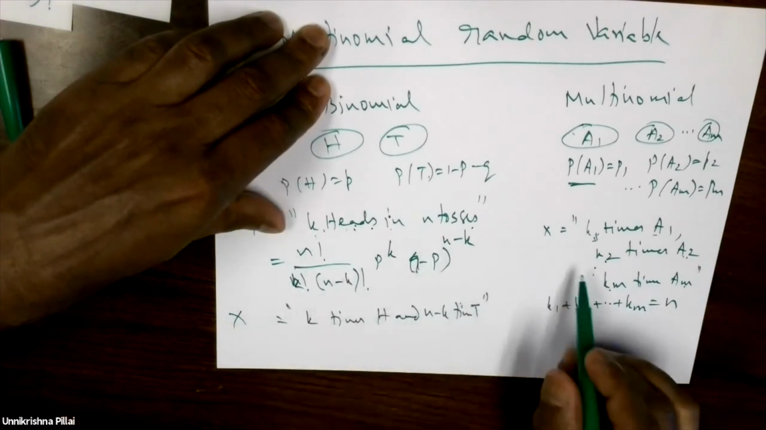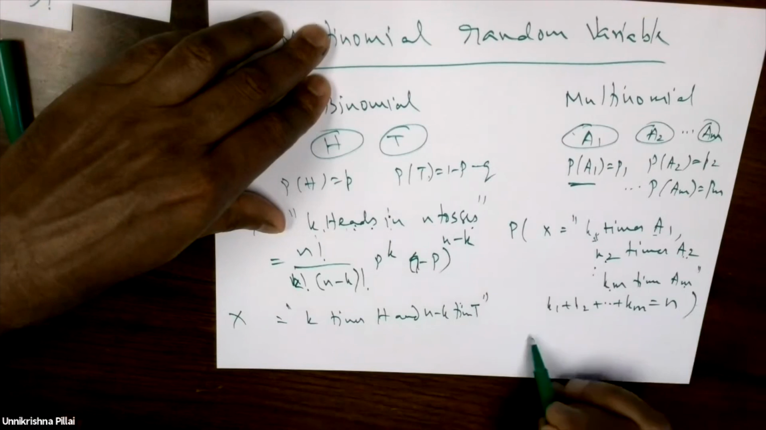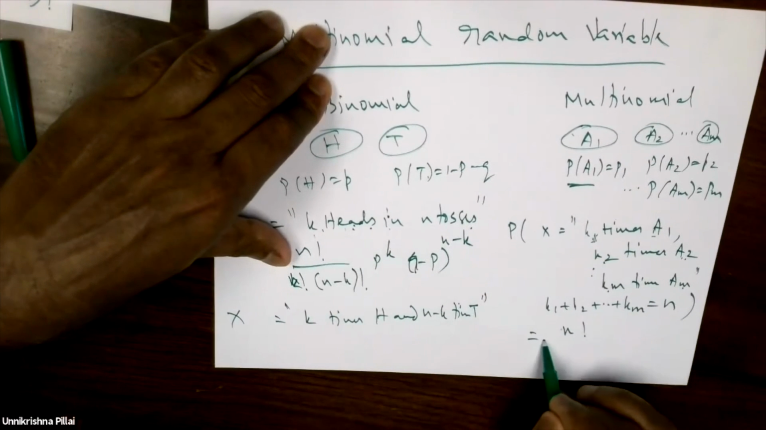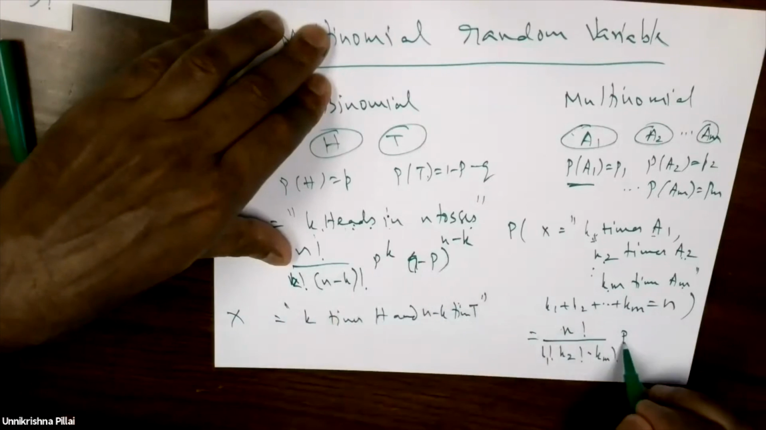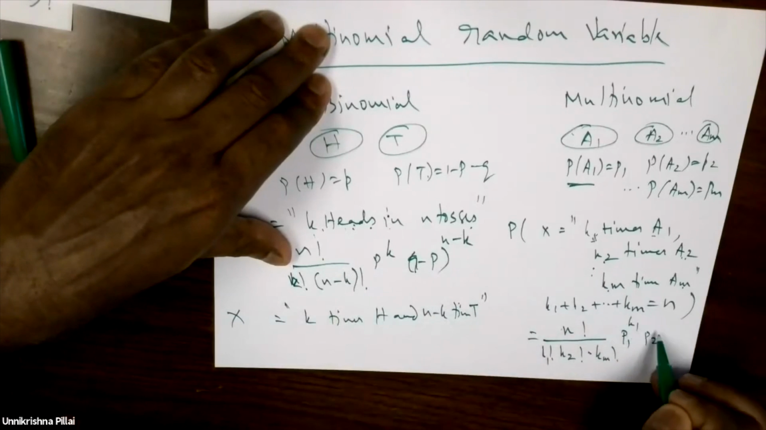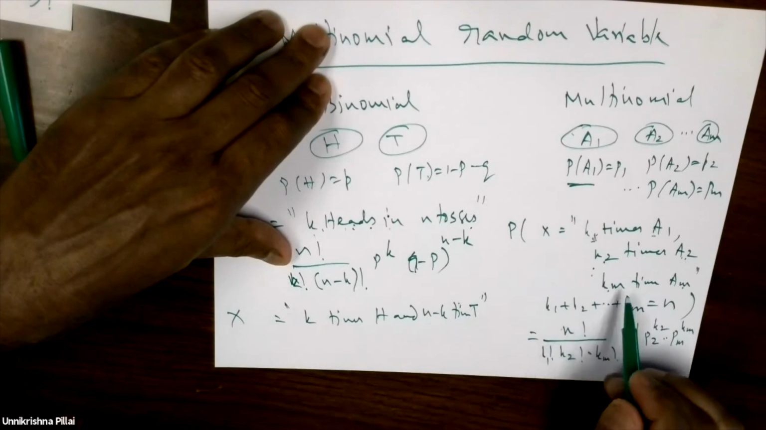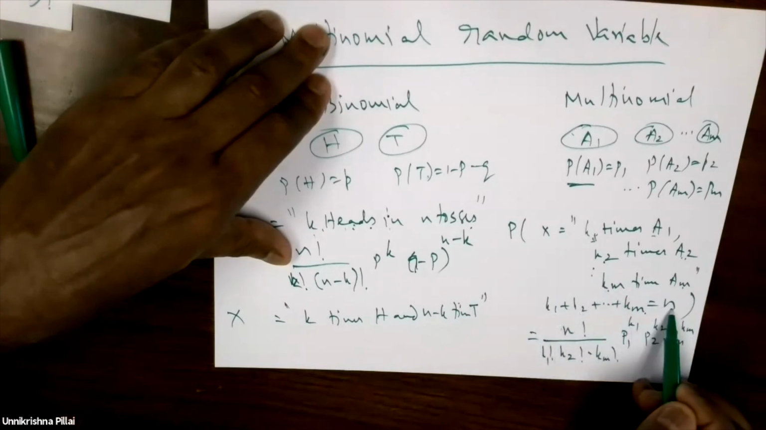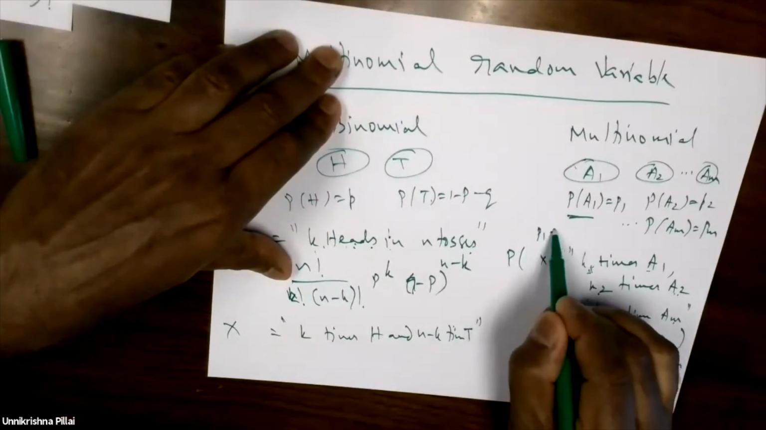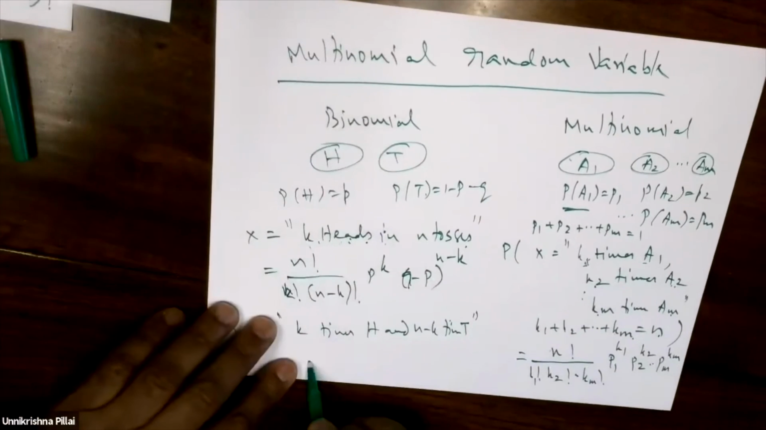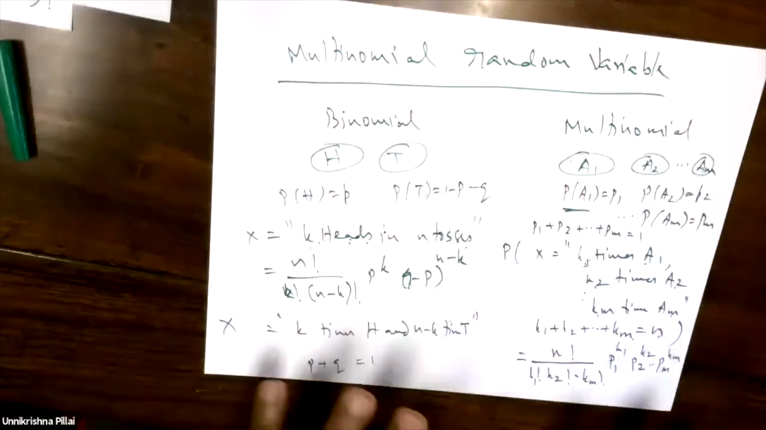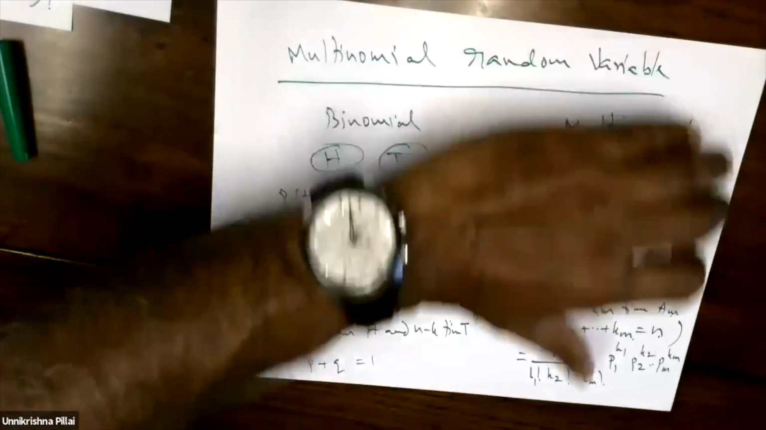And so the probability of this, I'm just going to give you the formula. This is n factorial divided by k1 factorial, k2 factorial, etc., km factorial. So exactly the same as here, p1 to the power k1, p2 to the power k2, pm to the power km. Remember the k1 plus k2 etc. km is n. Similarly, of course, p1 plus p2 plus etc. pm equal to 1. Because like here, p plus q is 1. So that's why I did this in parallel. So this is binomial, this is multinomial.